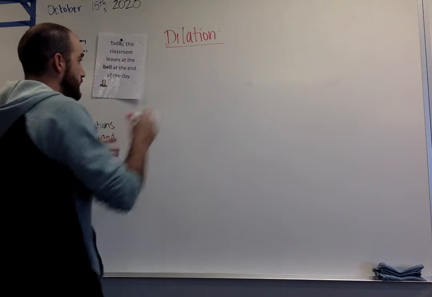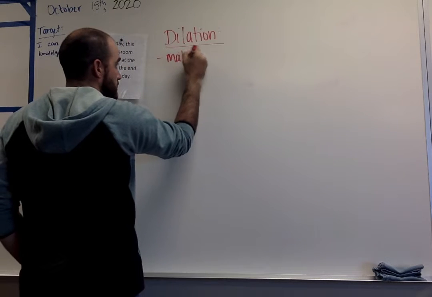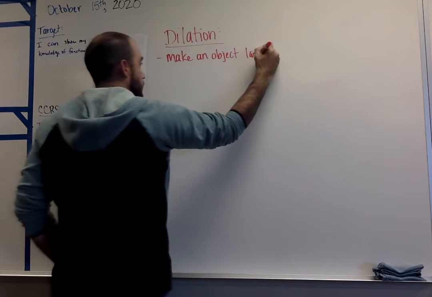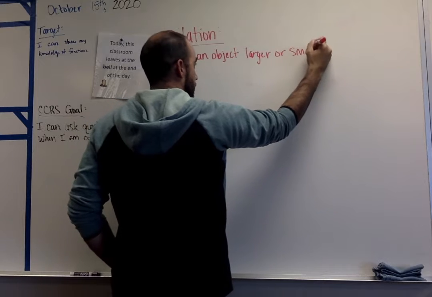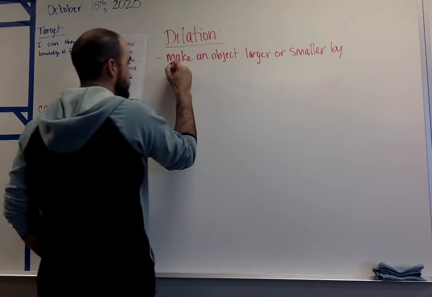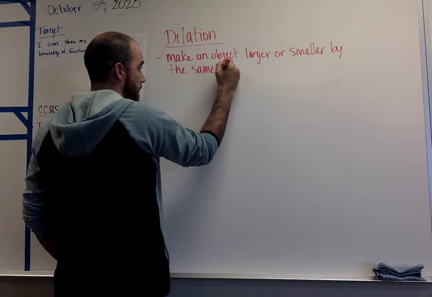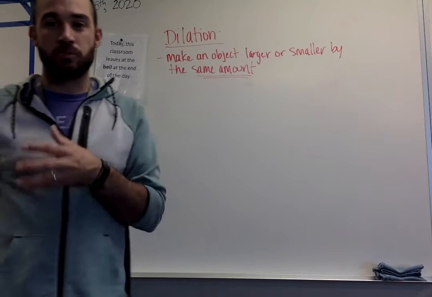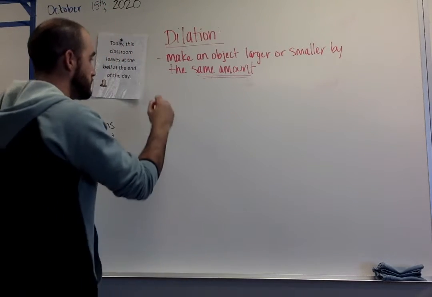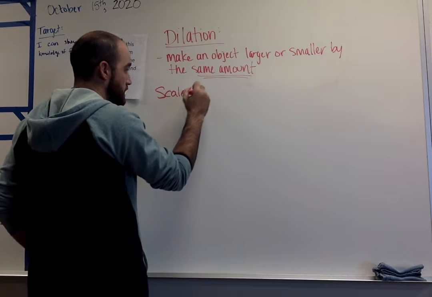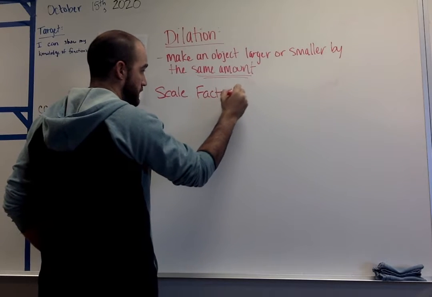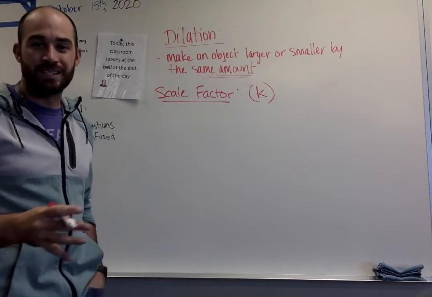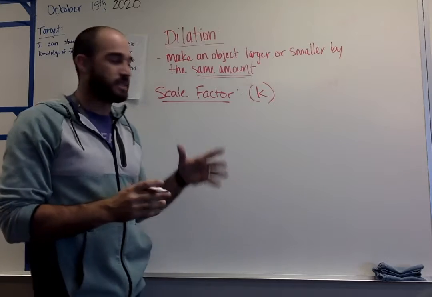So this is how we can make an object larger or smaller by the same amount. That amount that we're making it larger or smaller by is called our scale factor, and that is the key word when we're talking about dilations. Our scale factor is abbreviated as the letter K. Don't ask me why. The letter K represents that scale factor.